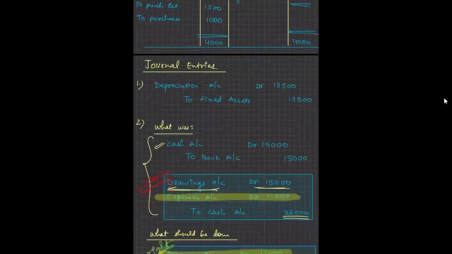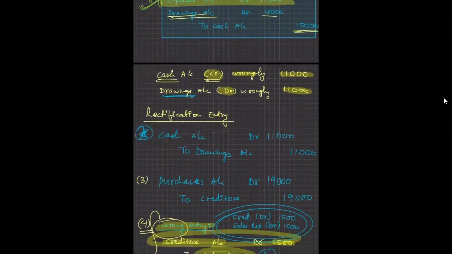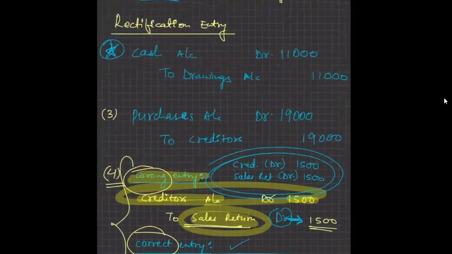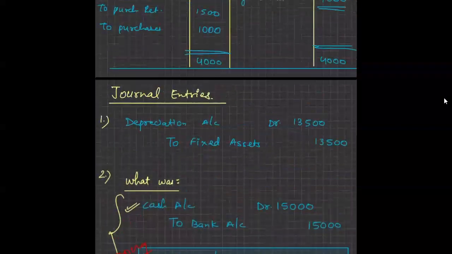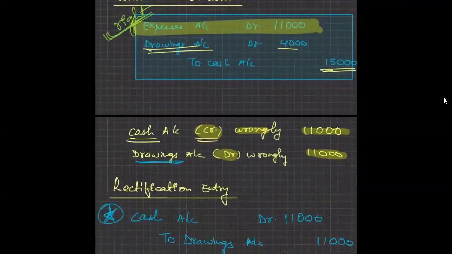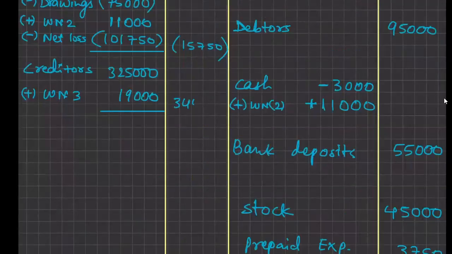A general entry which we did for the creditors: it is purchases account debited and creditors account credited by 19,000. Right? So the creditors balance would increase. The balance was 3,25,000, so it would be 3,44,000 in your creditors. Okay.